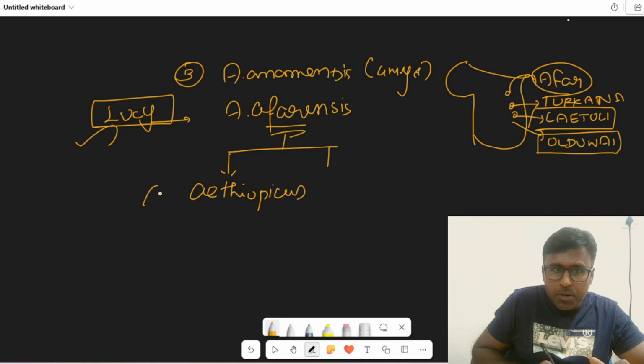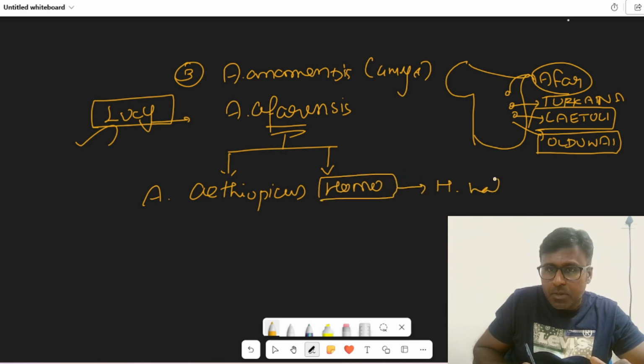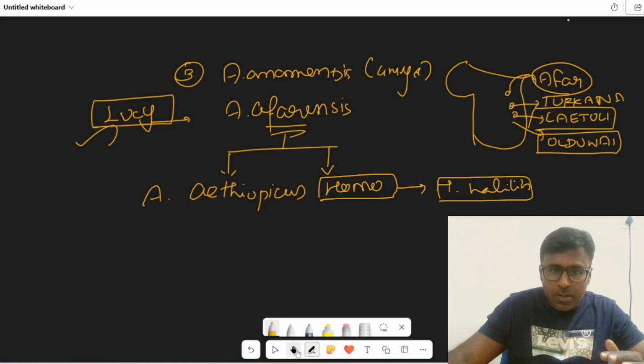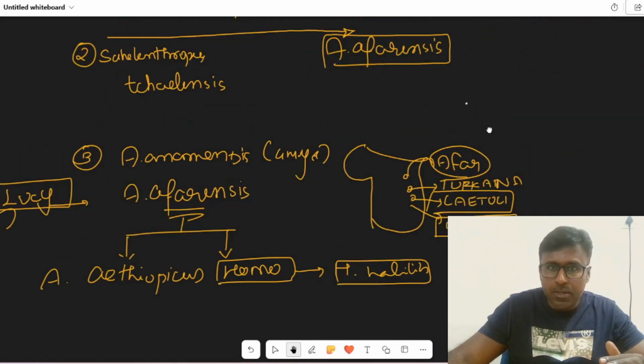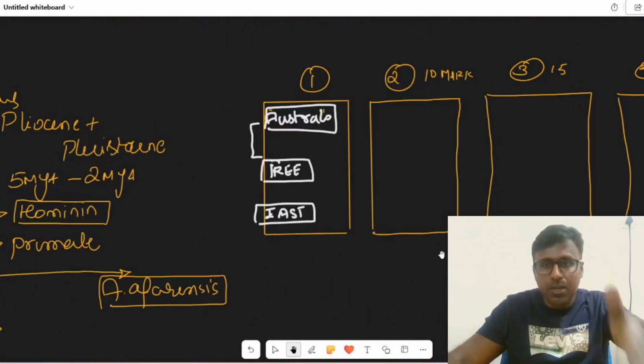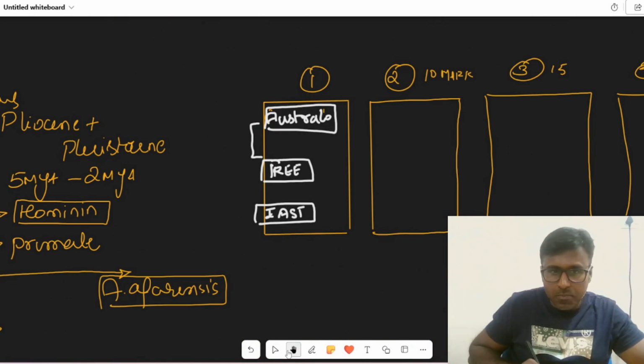Okay, Ethiopicus, Australopithecus, Ethiopicus, then the Homo line. You can talk about how this is going to Homo habilis. So Olduvai Gorge, you can talk about that. Then you think about the south. So in the structure, east. So east will fill this.